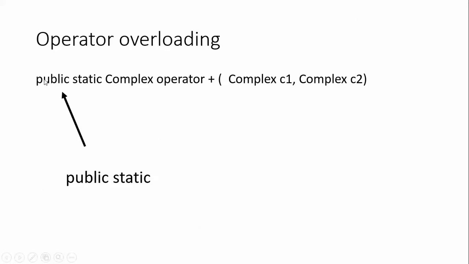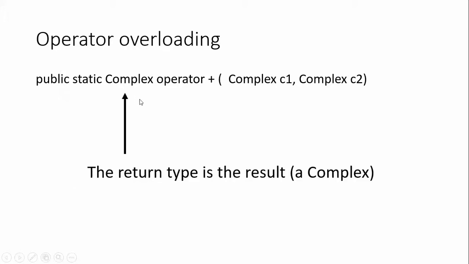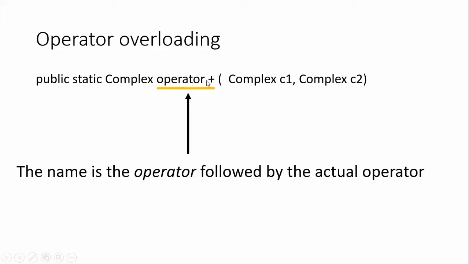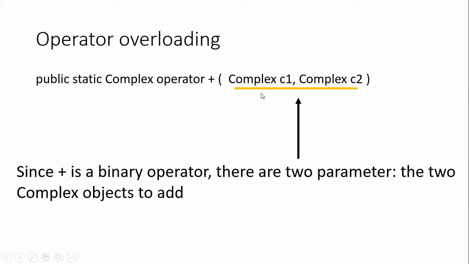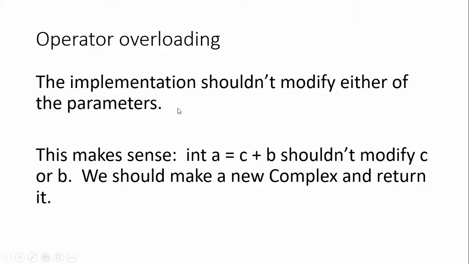So let's look at our rules, right? We said that an operator was going to be a public static method, and then the return type here is going to be a complex number, because that just makes sense. If we add two complex numbers, the result will be a complex number. If we were adding two large integers, then we'd get a large integer back, right? So this is dependent on context, and in this case it makes sense to return a complex number. And then finally, instead of a function name, we have the keyword operator followed by the actual operator, and then we have our parameters. Since when we add two things, we have two parameters, that's how it works.